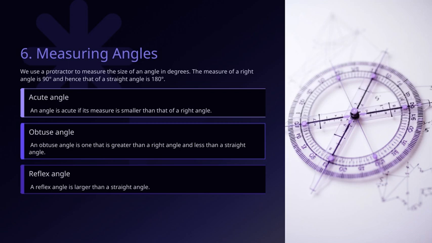Next, let's look at different types of angles. An acute angle is one that's smaller than a right angle, so less than 90 degrees. Think of a sharp, narrow corner. Those are acute angles. Then there are obtuse angles.